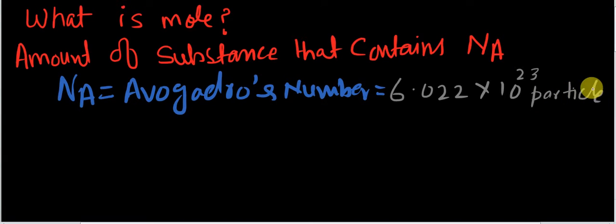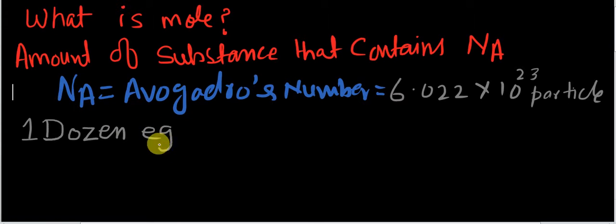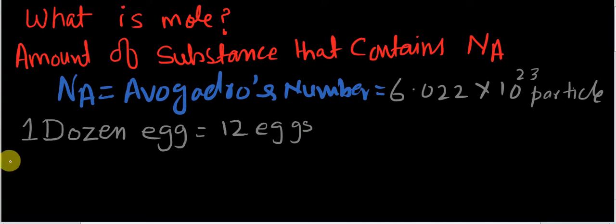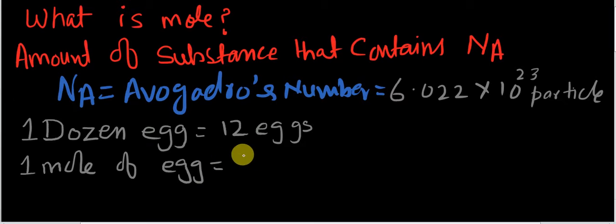You can compare the mole with dozen for your understanding. In your daily life, you use the unit of dozen. You say that 1 dozen eggs. What is the meaning of 1 dozen eggs? 1 dozen eggs is equal to 12 eggs. Similarly, if you are a chemist and you use the term mole, 1 mole of eggs is equal to 6.022 × 10 to the power 23 eggs.